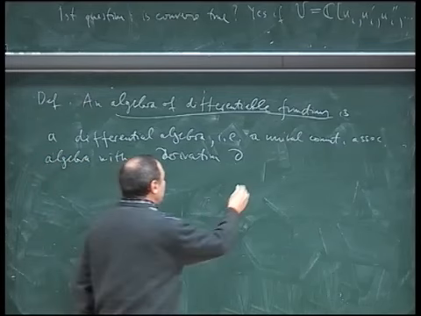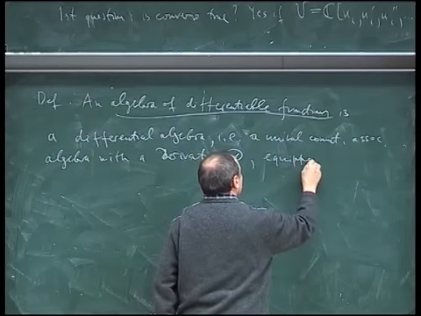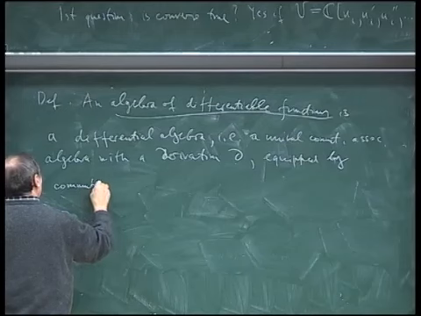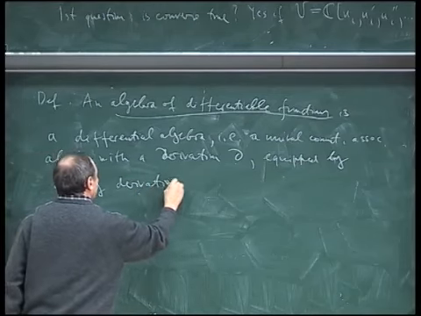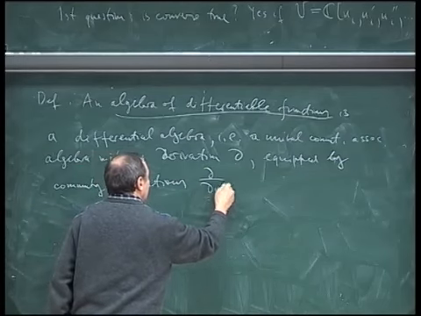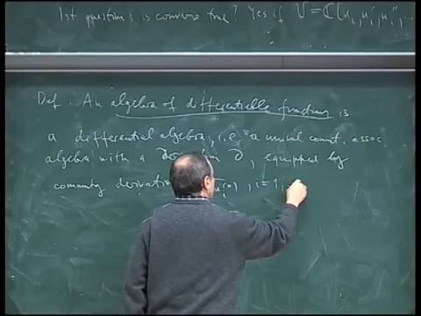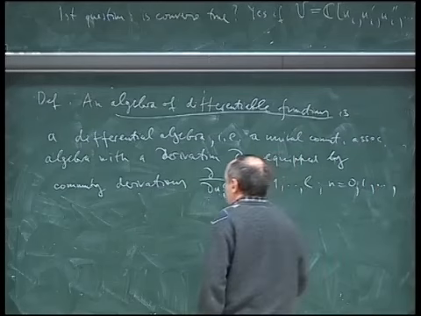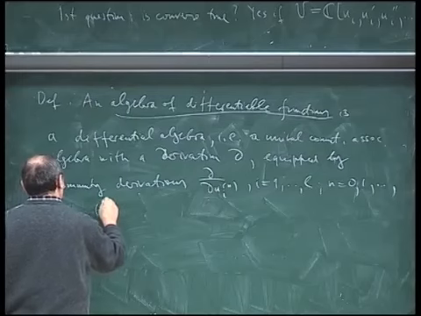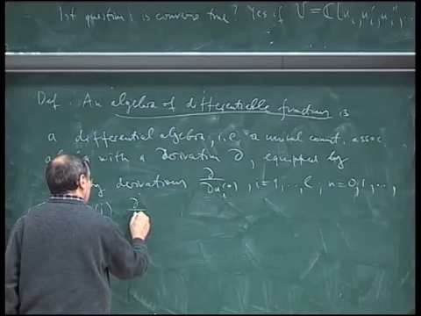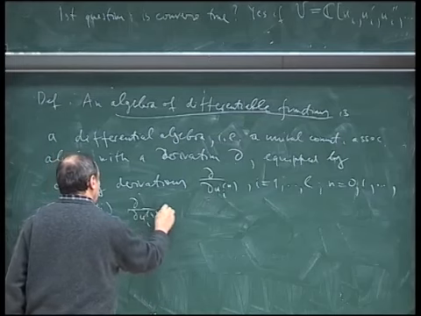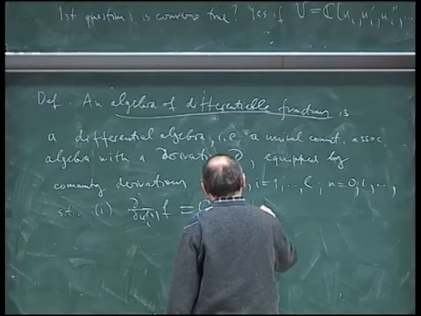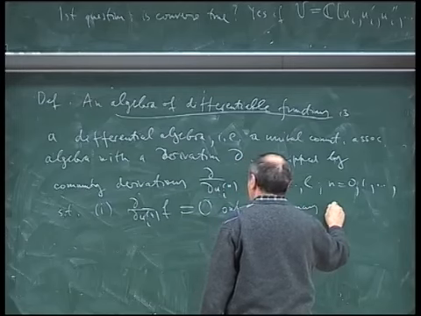D. In addition, it is equipped with commuting derivations denoted by d over d u_{i,n}. There are several i's, and n runs from 0 to infinity, such that the following two properties hold. First, d over d u_{i,n} applied to any function is 0 for all but finitely many n and i.